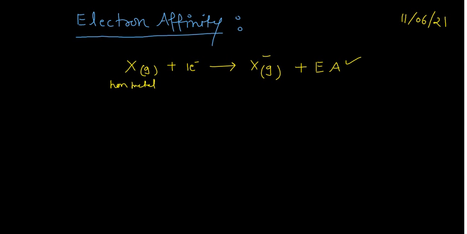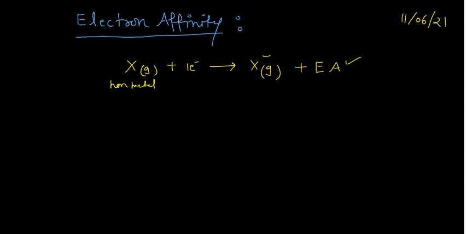So what is the definition? When an extra electron is added to the outermost shell of the neutral gaseous atom, some energy is released, and that released energy is known as the electron affinity. In the books you can find it as the amount of energy released when an extra electron is added to the outermost shell of the neutral gaseous atom.